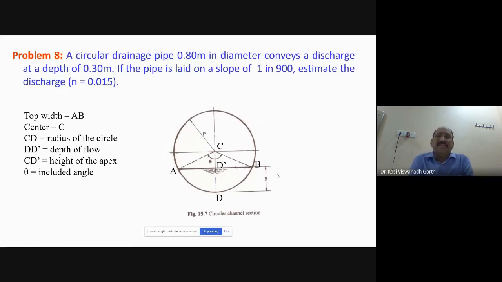If the pipe is laid on a slope of 1 in 900, that means the longitudinal slope S is given to be equal to 1 by 900. Estimate the discharge. Take Manning's coefficient n as 0.015.